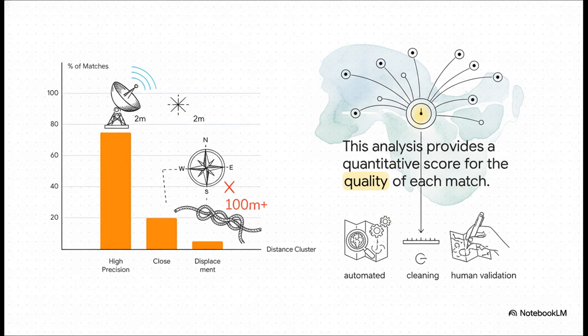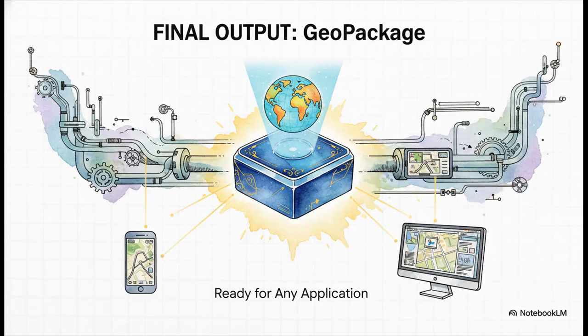It tells you if a match is within a couple of meters. We're talking high precision, the kind that gets your rideshare right to your door, or if it's way off, like over 100 meters away, which is a huge red flag that could send your delivery to the next block over. So after all that, the tuning, the matching, the human review, the final checks, what do you get?